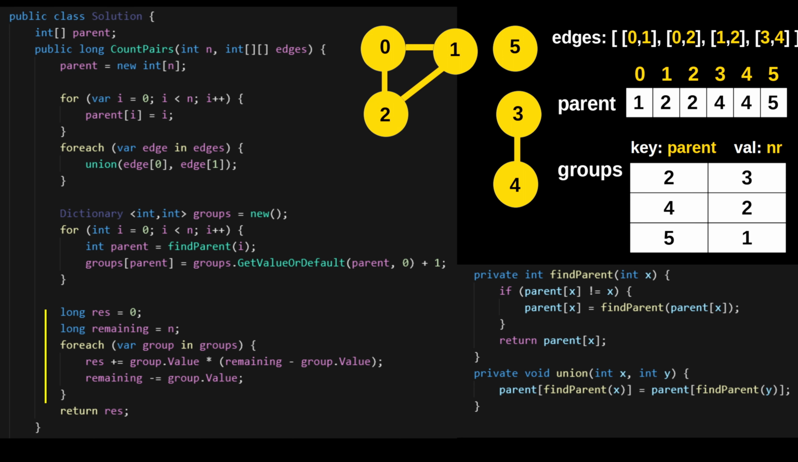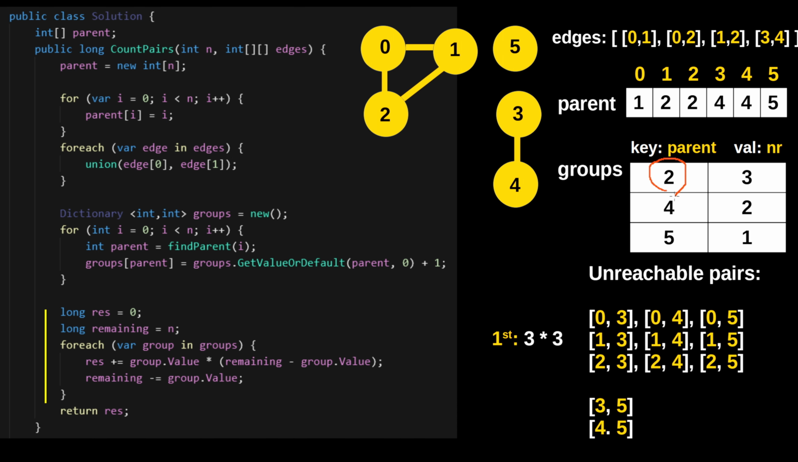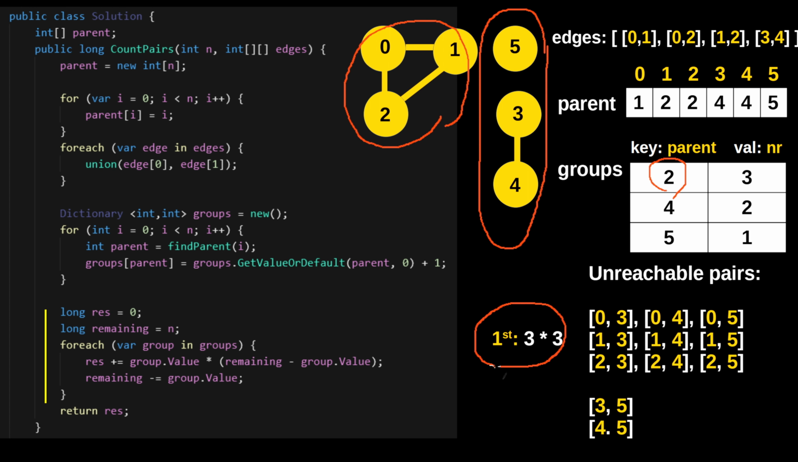So in this example, say we take the group where the parent is 2, and there are 3 vertices, and there are also 3 vertices outside. So 3 times 3, that is 9. That is the first iteration, and we add that value to the count.